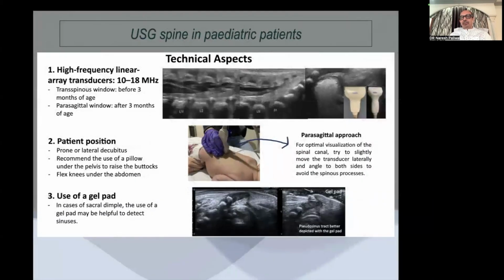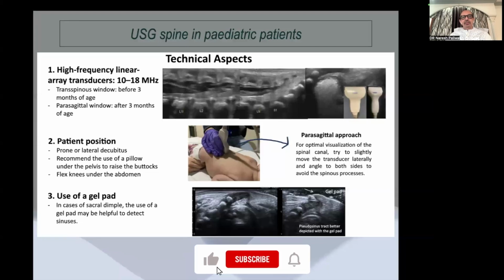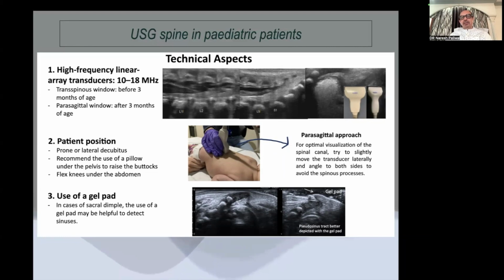Now, ultrasound in pediatric patients is very useful because it shows very nicely before there is ossification, in kids less than 3 months old. You can use high-frequency linear array transducers for scanning these patients. Position: you can do it in lateral or prone positions. For small kids, you can even use a transspinous approach, or in older kids, a parasagittal spinous approach can be used.